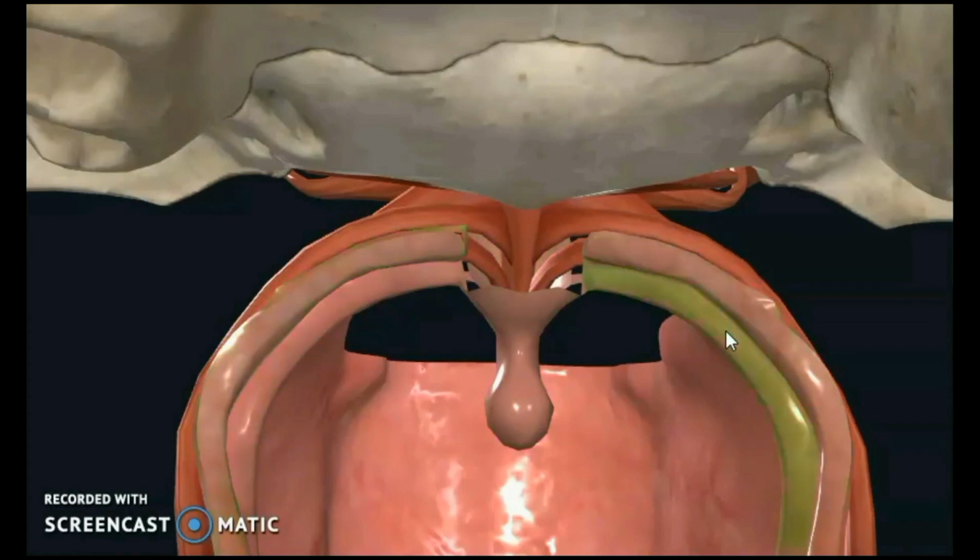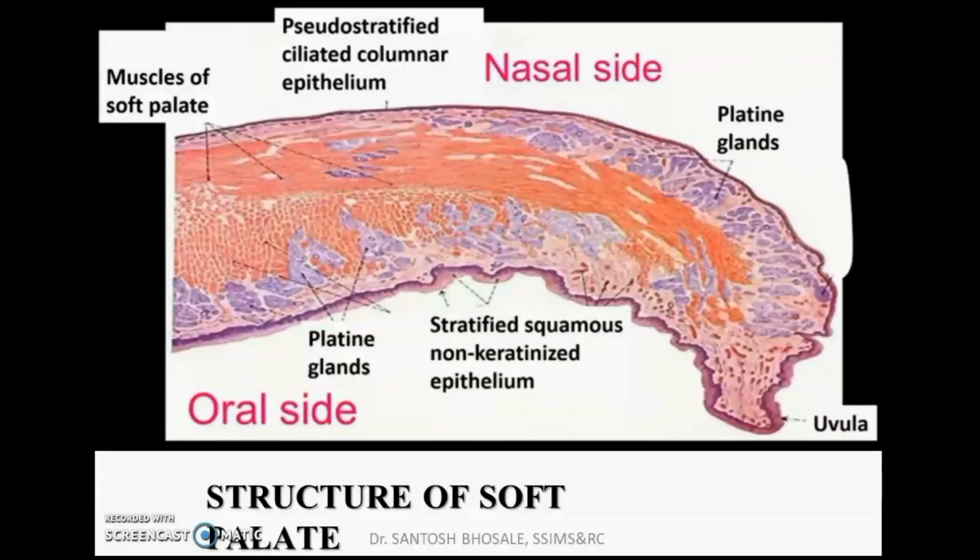And you can see the palatoglossus and palatopharyngeus muscles are covered by mucosa, forming the arches. And histologically, when you see the soft palate, the nasal side has pseudostratified ciliated columnar epithelium. On the oral side, you obviously see stratified squamous non-keratinized epithelium. And it also has some collagen fibers, palatine glands, and muscles. 5 pairs of muscles are there in this soft palate.